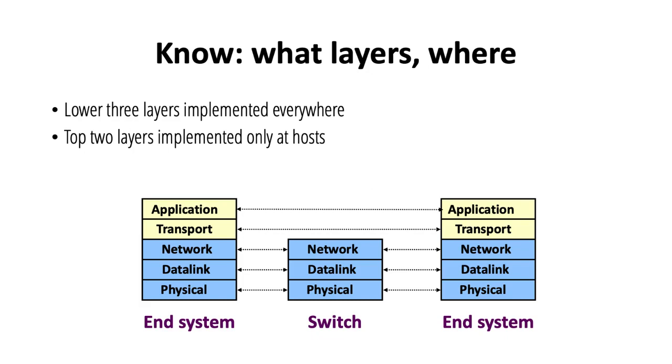Why did we do this split? Specifically, why did we not implement reliability in the network? And we attributed that decision to the end-to-end principle. We also several times have pointed out that the network layer is the highest layer that gets implemented everywhere.